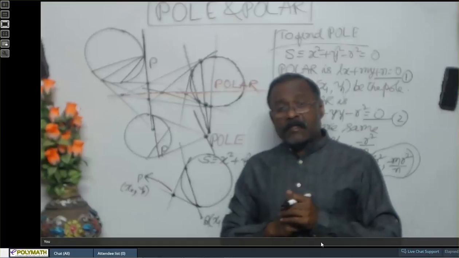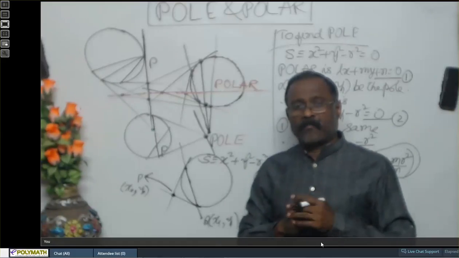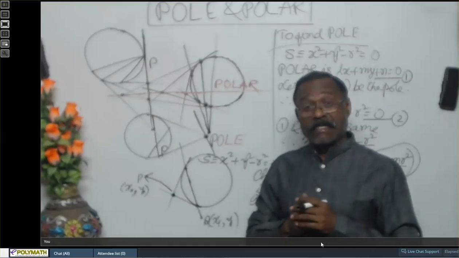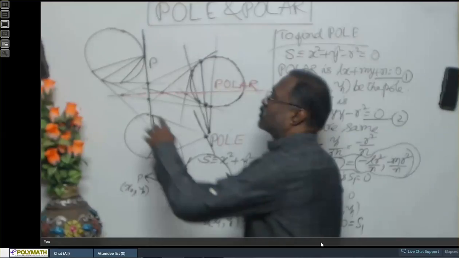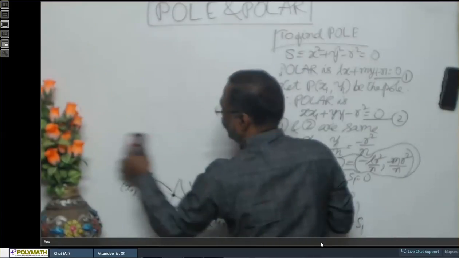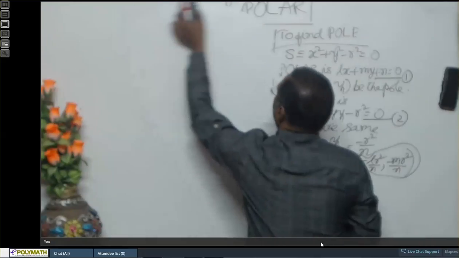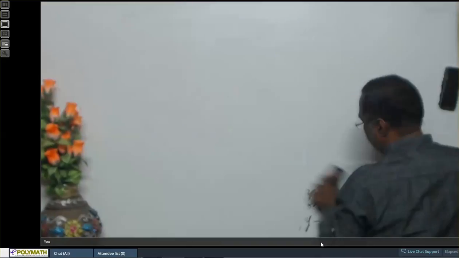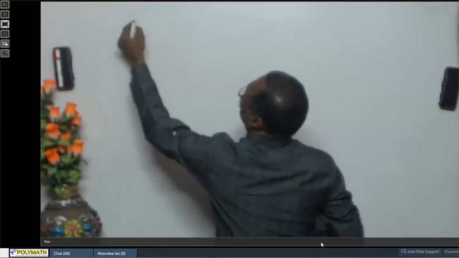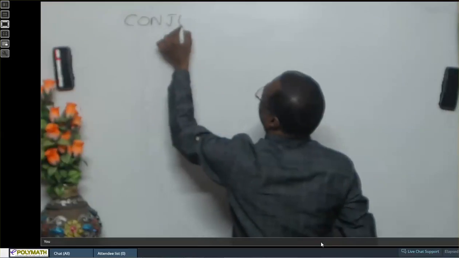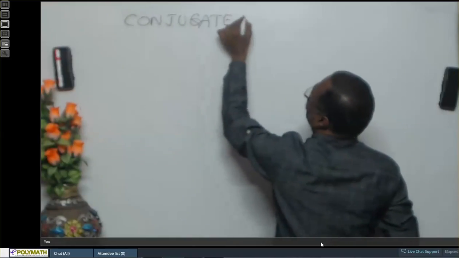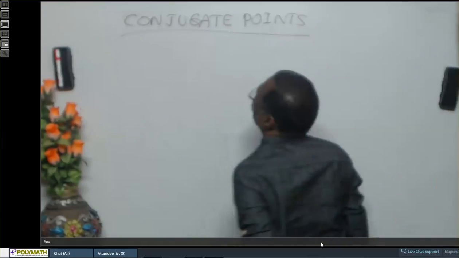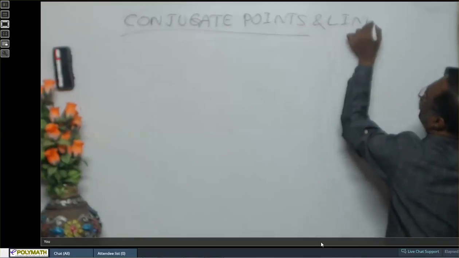Now, with regards to some other properties of pole and polar, there are conjugate points and conjugate lines. Let us see what are they. Conjugate points means it is very simple. And let me explain here itself, and lines also.